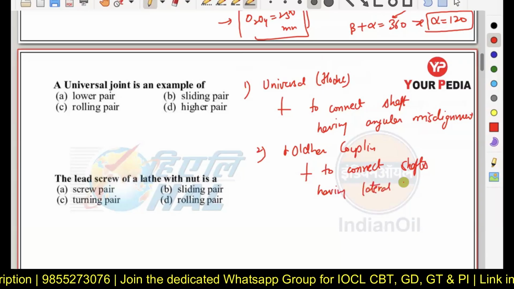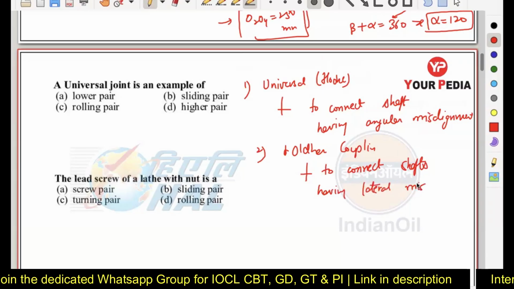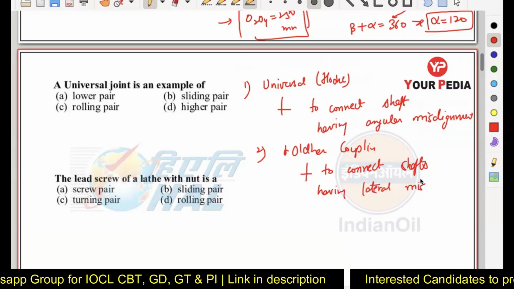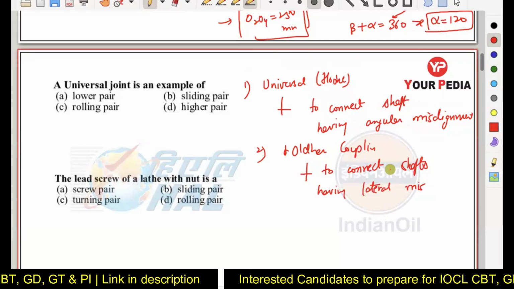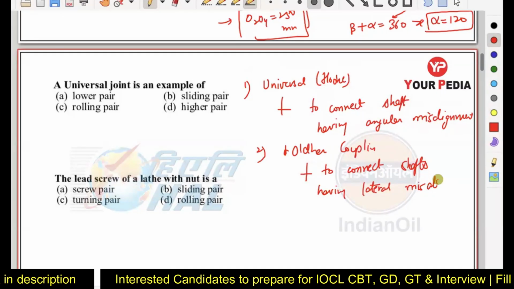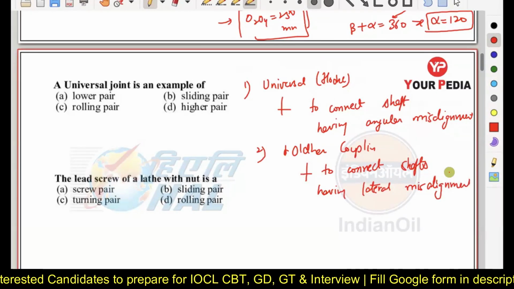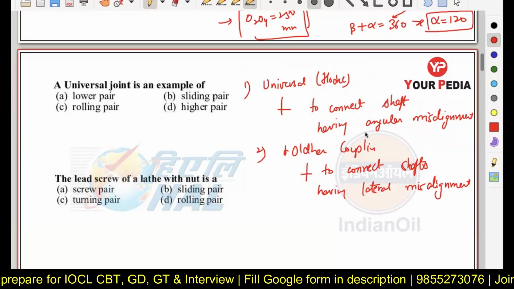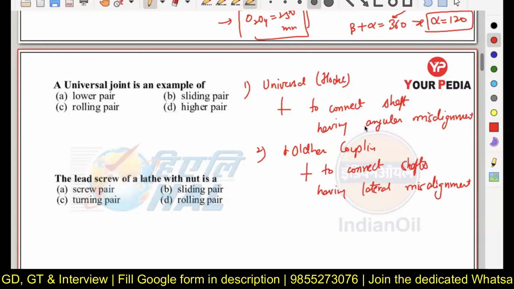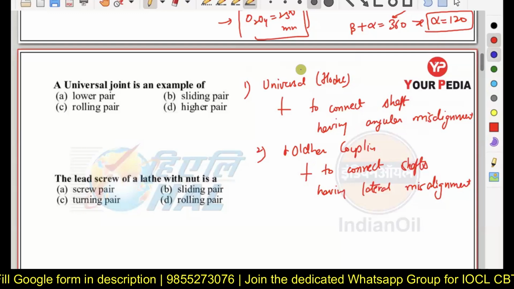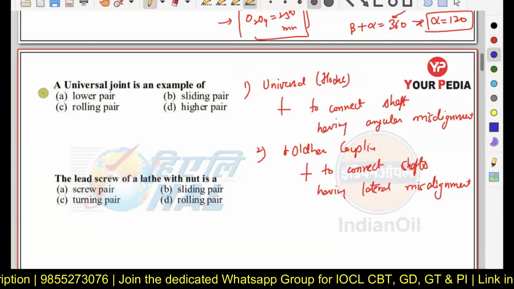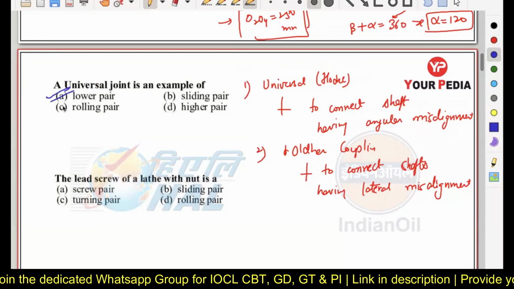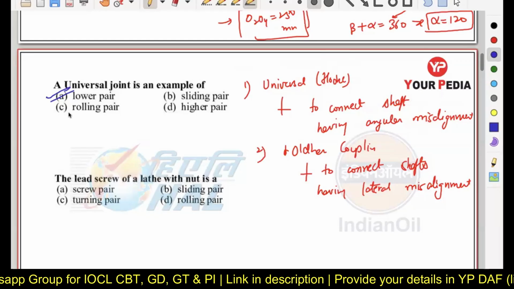So universal joints find application normally in automobile engines to connect the propeller shaft with the differential. Now just remember this part also. Whereas the Oldham coupling finds its application anywhere you have a lateral misalignment between two shafts. So the universal joint and the Oldham coupling are both examples of lower pairs only. Now that you have to remember.